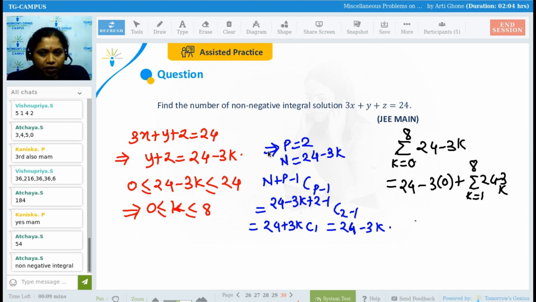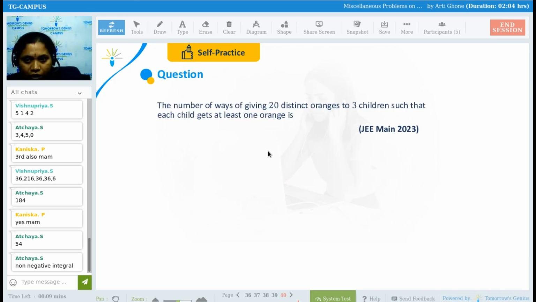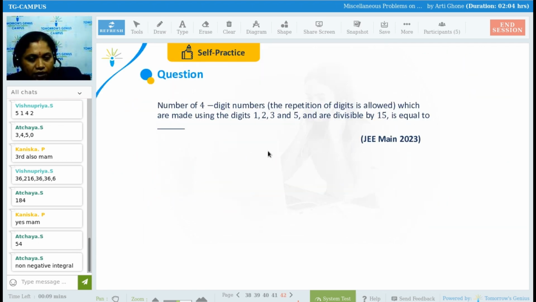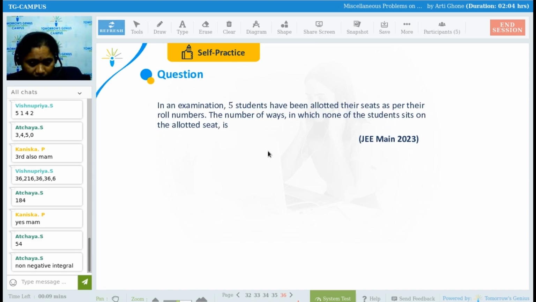Understood? Non-negative integral solutions. Believe me, in the last JEE examination 2023, such kind of integral solutions questions were at least 4 to 5. See, I have incorporated these questions in this PPT only. Pay attention to the self-practice questions we have. Number of ways of giving 20 distinct oranges to the 3 children. This is a Beggar's method. 4-digit numbers where repetition is allowed. That is a case. And these all are JEE 2023 sums. Okay, clear?